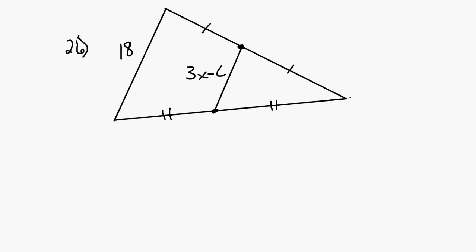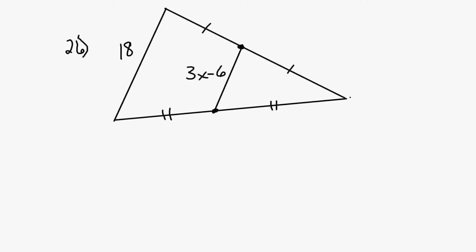Number 26. Alright, we got an 18 and we've got what's called a mid-segment. Since this point right here is in the middle of this side of the triangle, and since this point is in the middle of that side of the triangle, a segment that connects two midpoints is called a mid-segment. And this piece is 3x minus 6. A mid-segment is half the length of the side that it's parallel to, or it's half the length of the third side of the triangle.